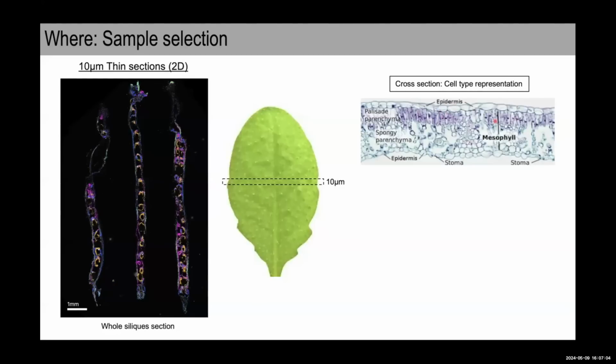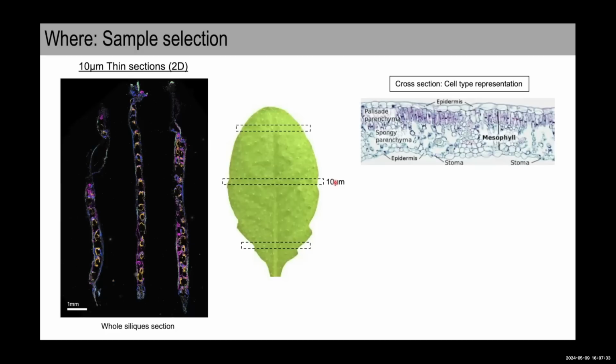We have the epidermis, the mesophyll cells, and then the lower epidermis. And if we were to take a cross section like this, we'll get good cell type representation. We'll get all these different cell types. But what we really lose is the positional information. If we take this thin section in the middle of the leaf, what we're then losing is the positional information within the leaf, by not taking a whole mount sample.